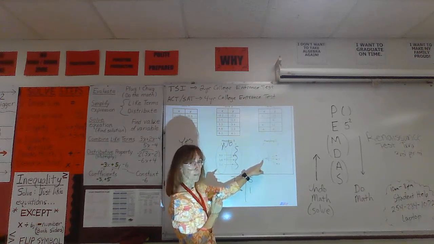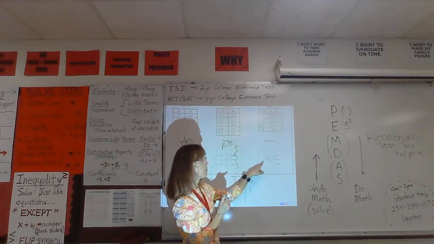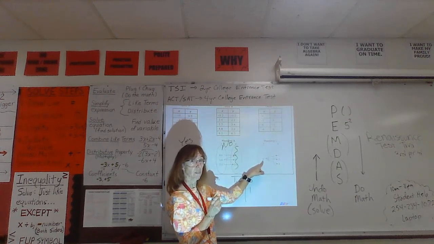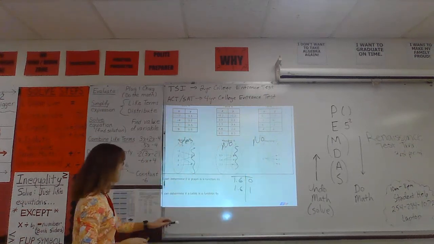Mapping C, what do we think on this one? Did the 4 get used one time, or is it being used 3 different times? Yeah, there are 3 different arrows coming from it, so 4 is being used 3 different times. Is that a function if the x repeats? You're right. That one is not a function. Okay, so that's how you do that.